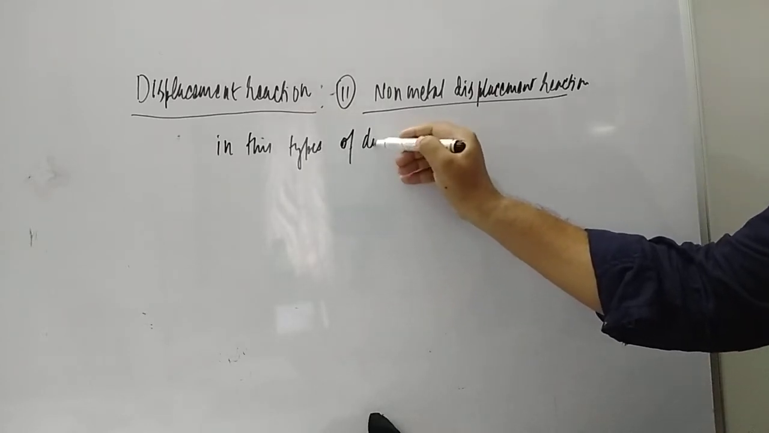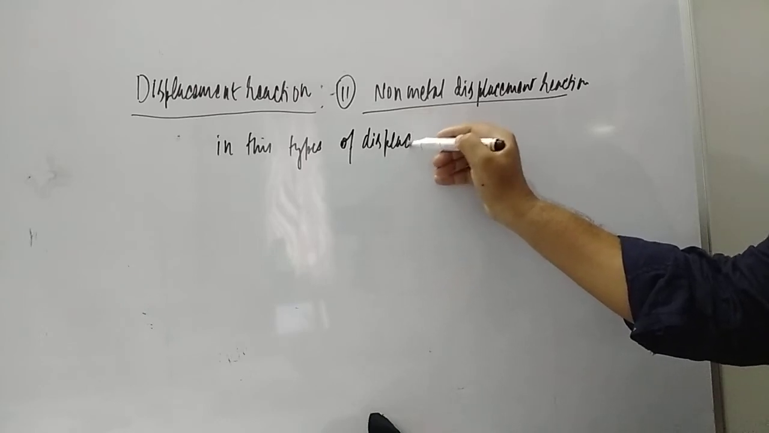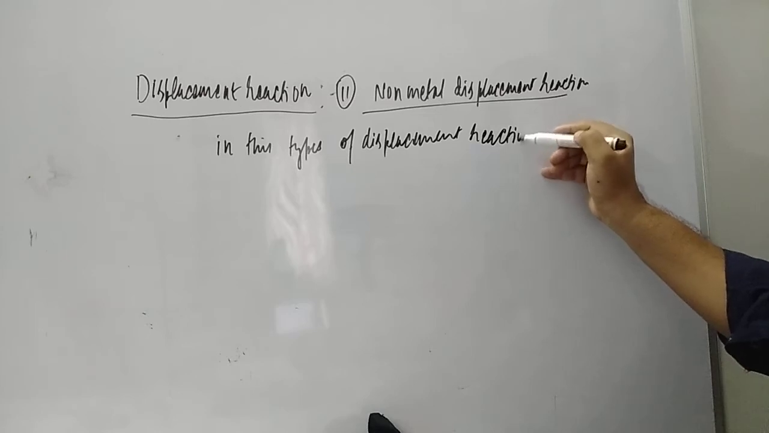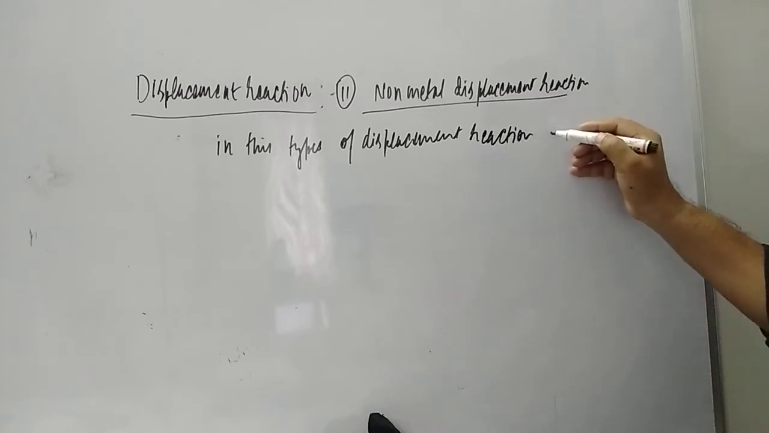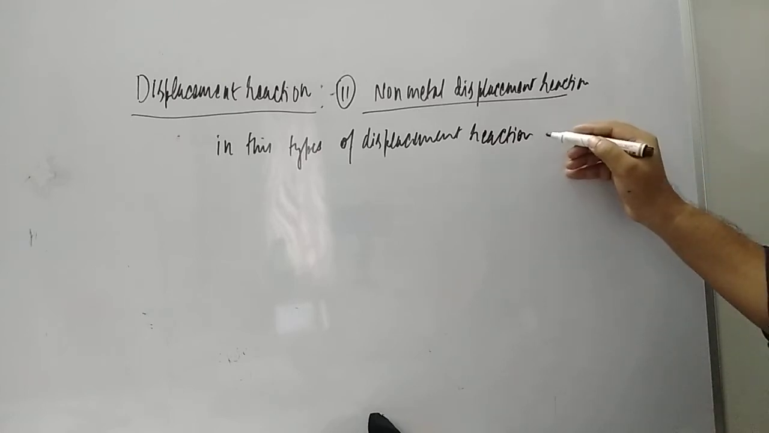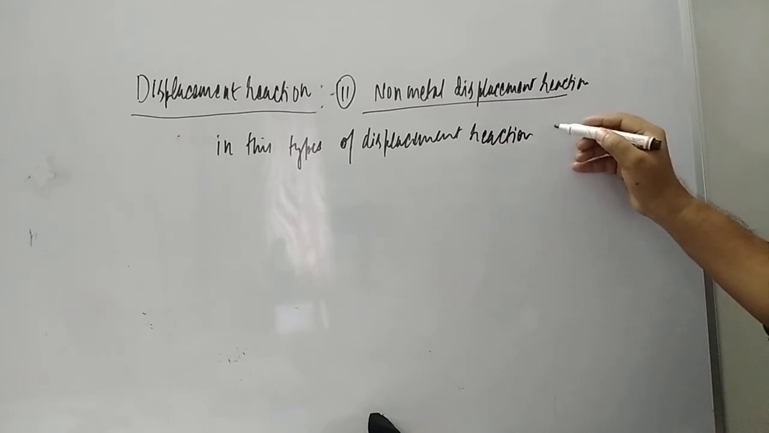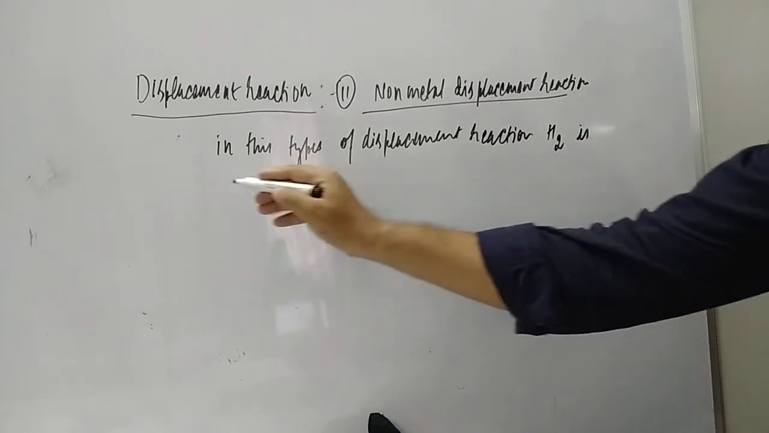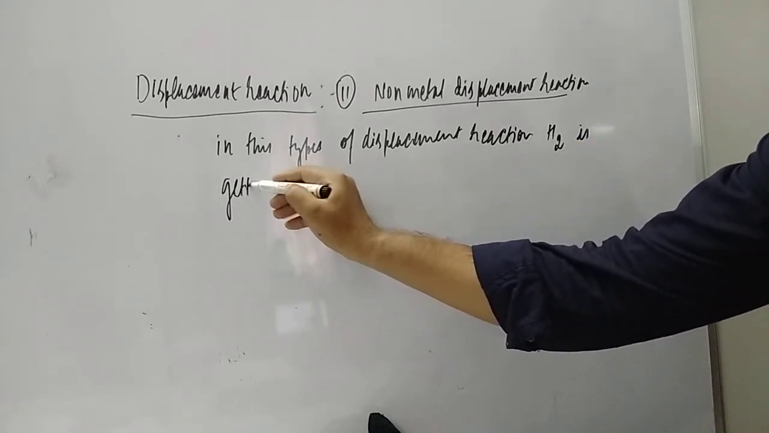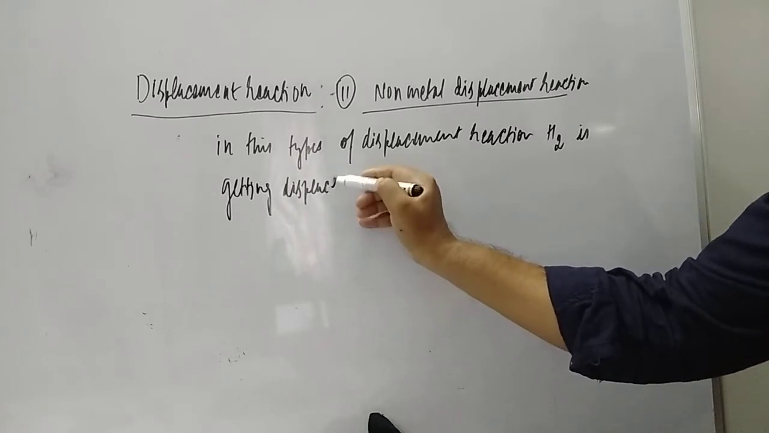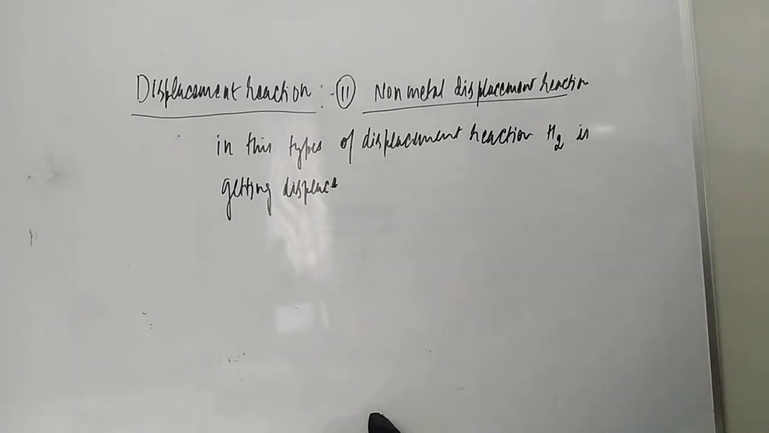In this type of displacement reaction, what is getting displaced? What ion is getting displaced? Hydrogen is getting displaced. Generally, in this type of displacement reaction, H2 is getting displaced, generally from acid.